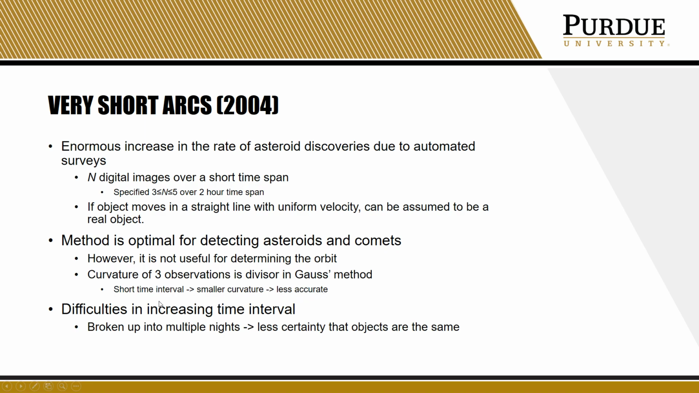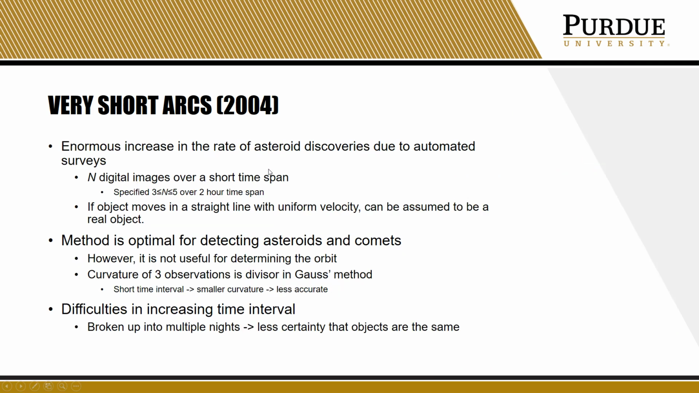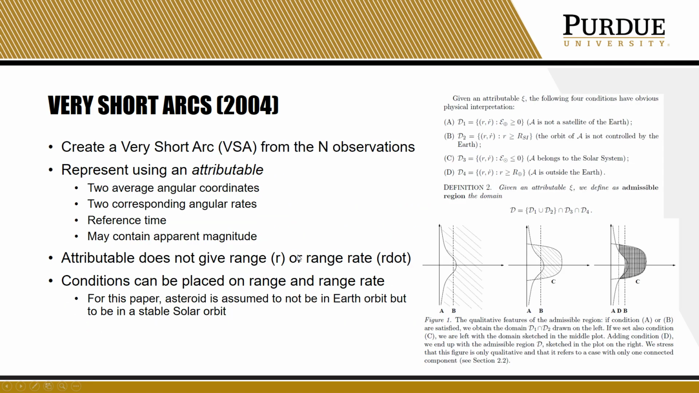Now, that time interval can be increased, but that would require us taking observations over multiple nights. And in doing so, we can be less certain that the objects that we are observing from night to night are indeed the same objects. So he specifies an approach to lowering the uncertainty between those observations.